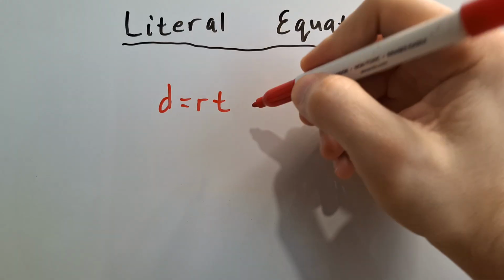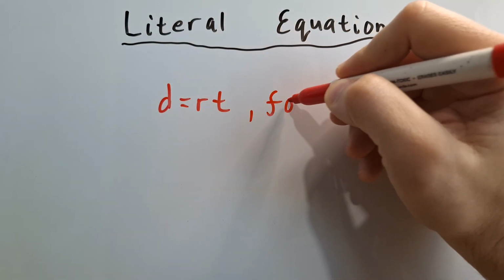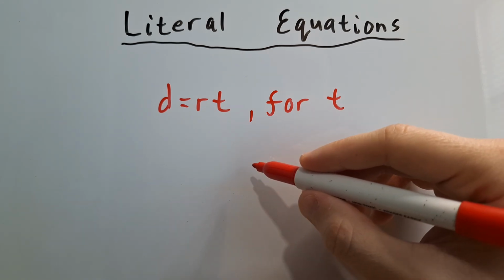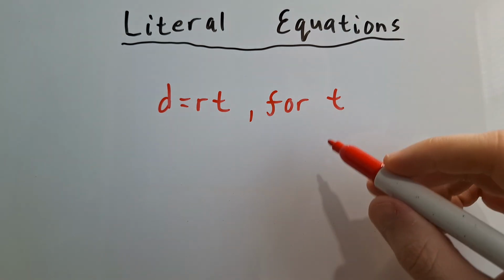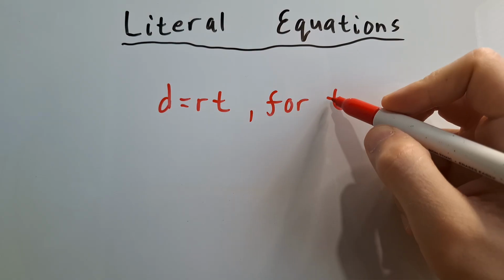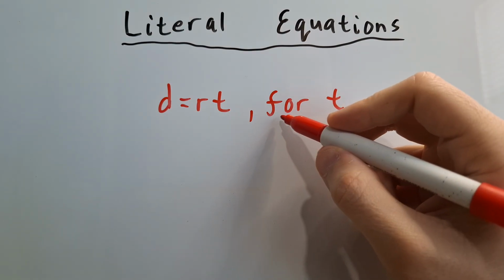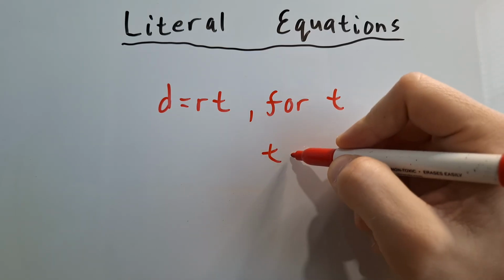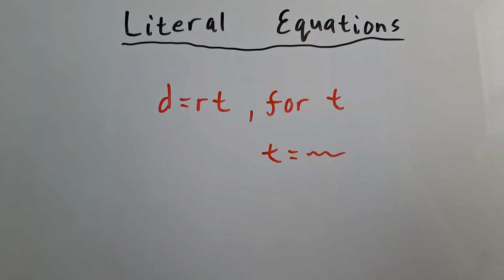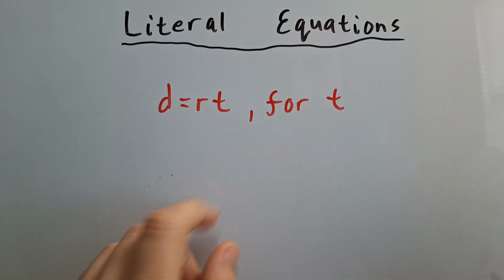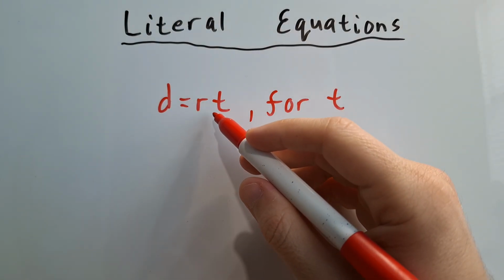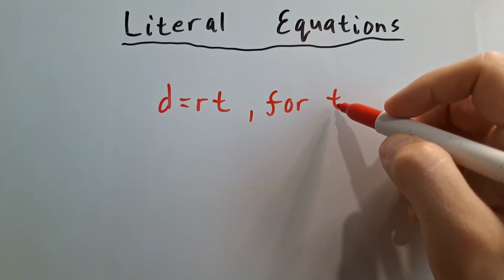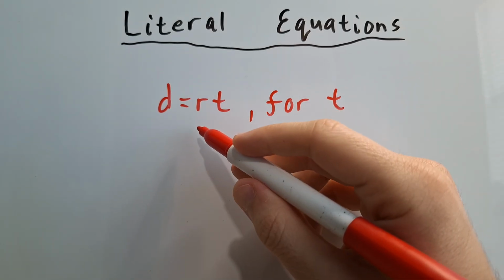But let's say I wanted to solve for time instead. So now I want to have t equal to some other stuff. Here's what we do. If we want to have a literal equation where it says solve for this particular variable, we're going to have, in this case, t equals some stuff. So what we've got to do first is look at the formula that we're starting with, and then look at how we're going to isolate the variable to get what we want on one side equal to whatever's going to end up on the other side.